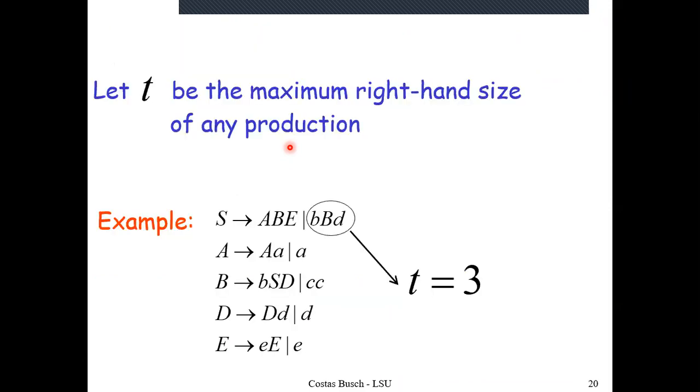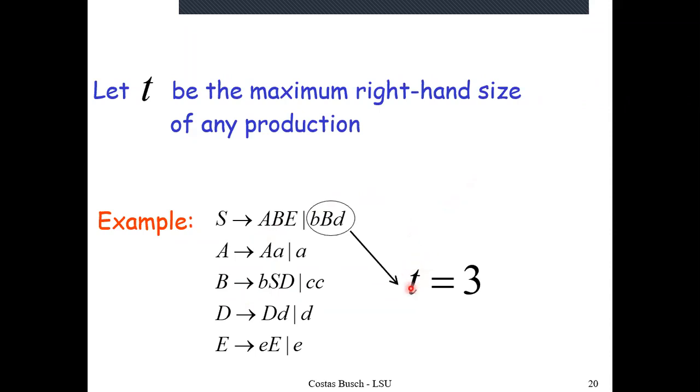So let us denote by t the length of the longest production. Okay, if I had 10 productions in total with me, and the longest production has the length 3, it could either be S producing the string of variables ABE, or S producing the string of variables BDB, or B producing this mixed string BSD. So I could have chosen any production and would have said, okay, this is the longest production.